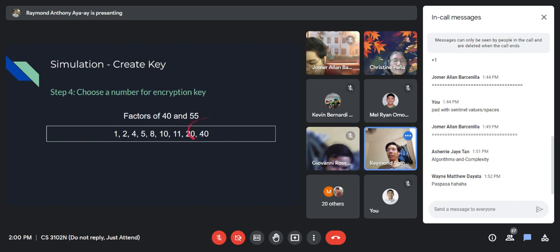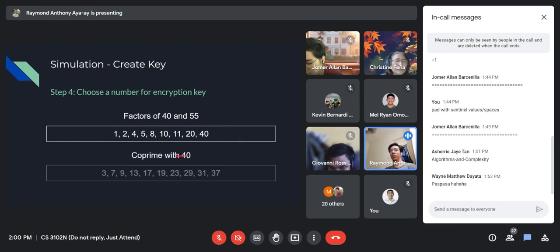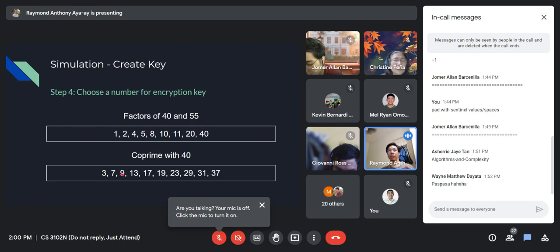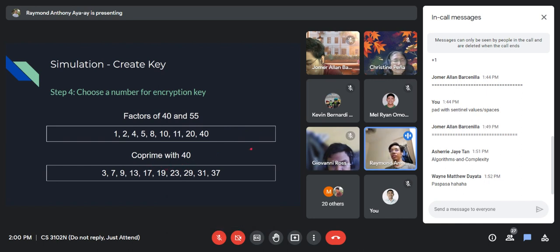Okay. So once we get these factors, we have to eliminate the other numbers that share a common factor in the list, and this will be our result, which are the coprimes. Since this is our last list, we are free to select any number to be our encryption key from 3, 7, 9, 13, 17, 19, 23, 29, 31, and 37. For this presentation, our encryption key would be 7.